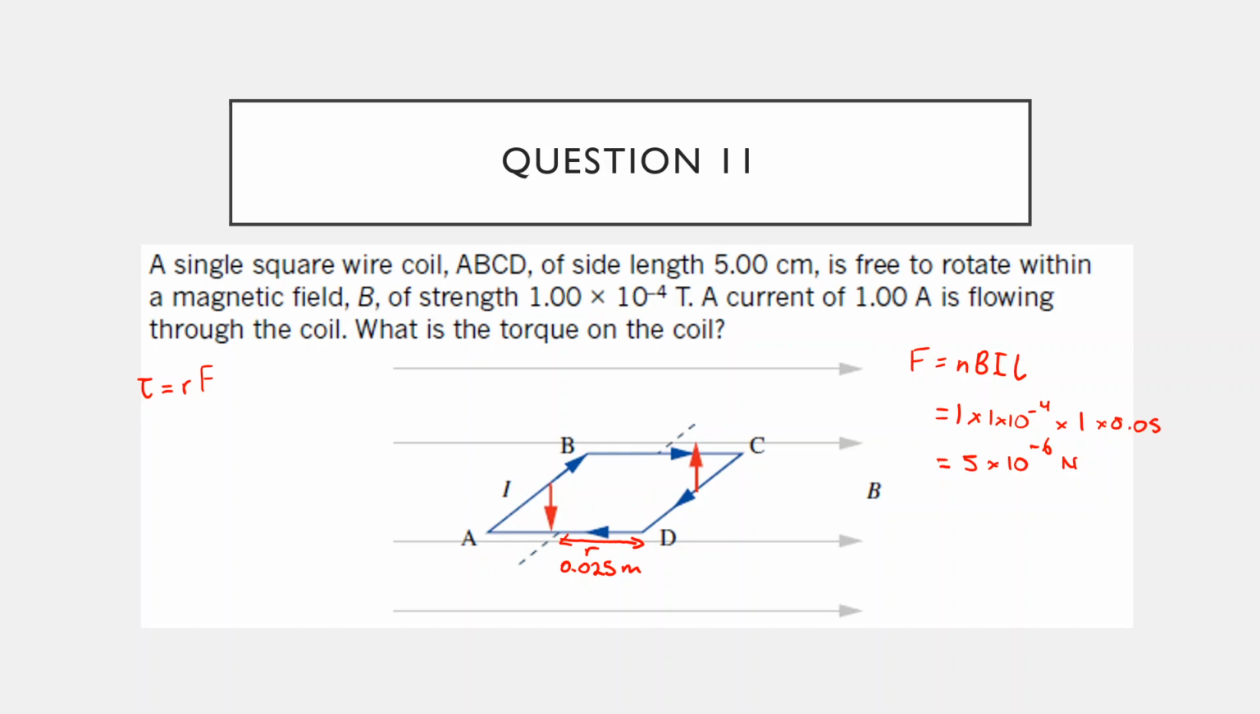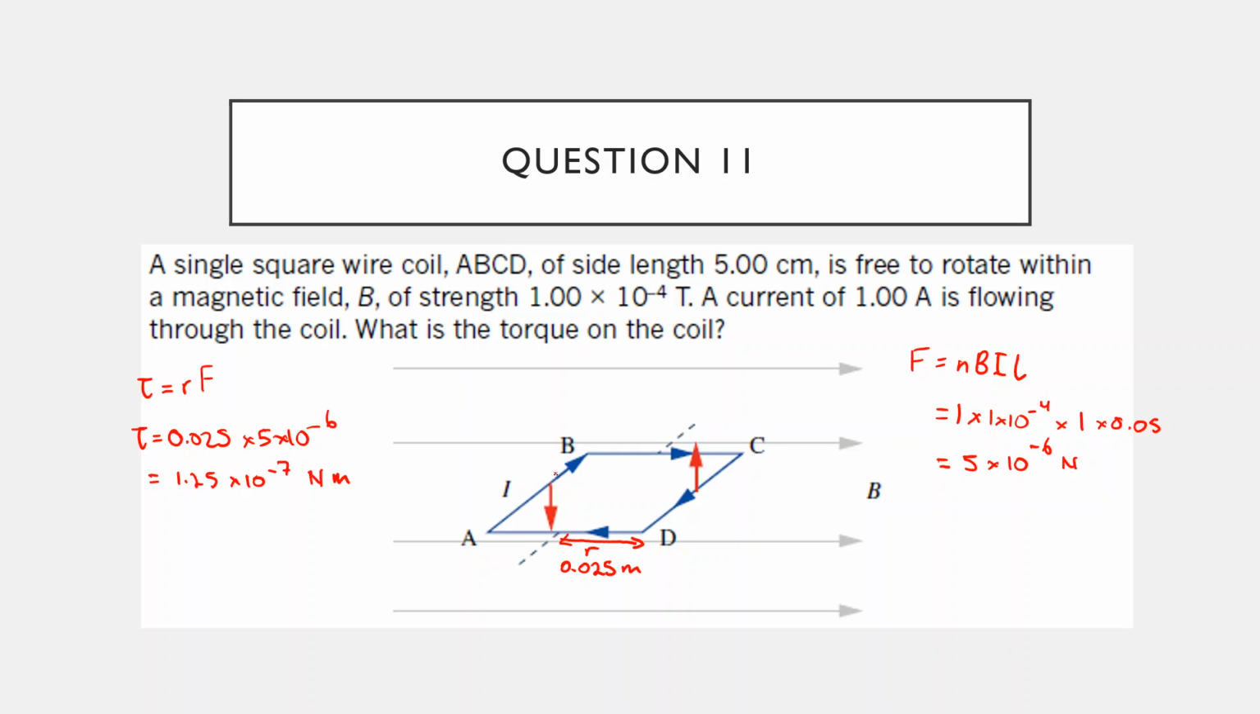Okay, so what is the torque on just one side? Let's talk about side CD. The torque on side CD is, well, how far away from the pivot are we applying the force? It's 0.025 meters multiplied by the actual force, which is 5 times 10 to the negative 6. And we end up with 1.25 times 10 to the negative 7 Newton meters. Torque is Newton meters.